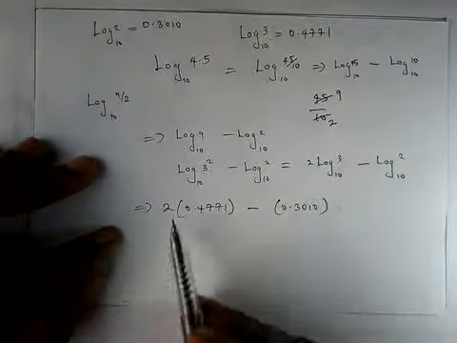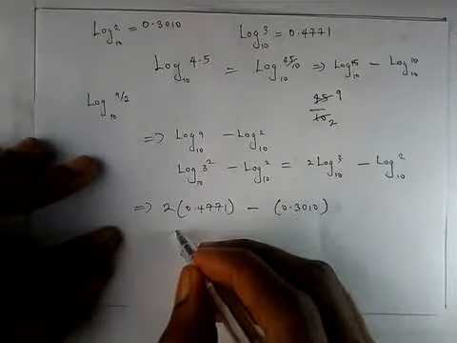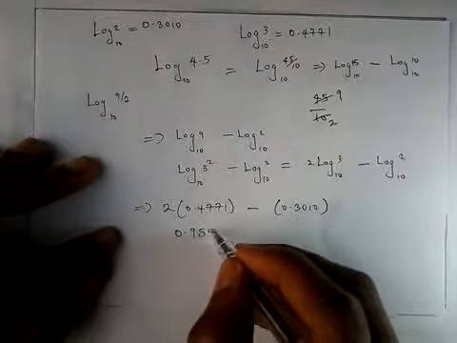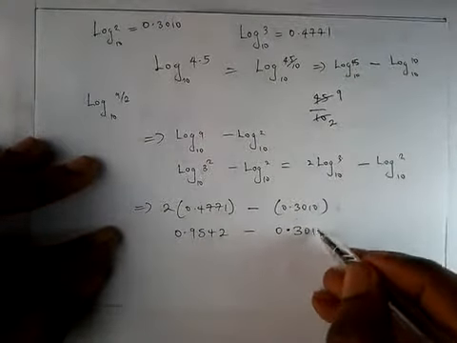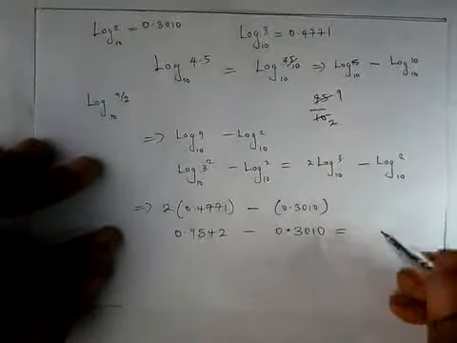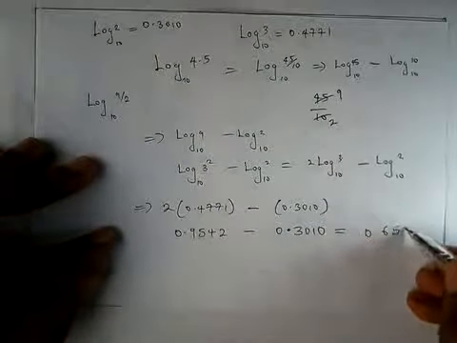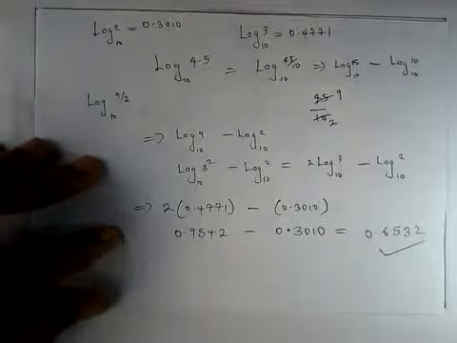0.3010. Okay, so if you multiply this, you should get 0.9542 minus 0.3010, and subtracting is going to give you 0.6532.